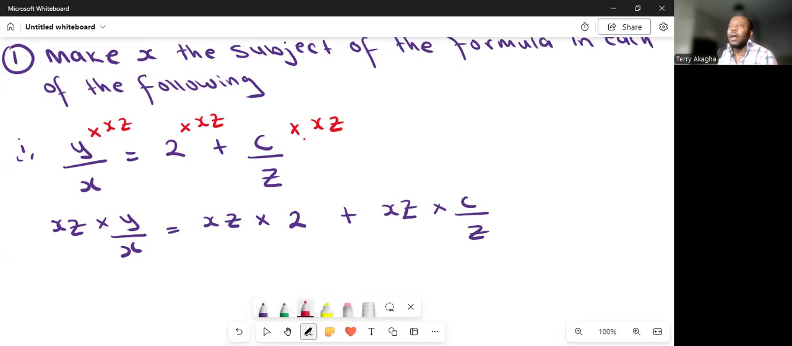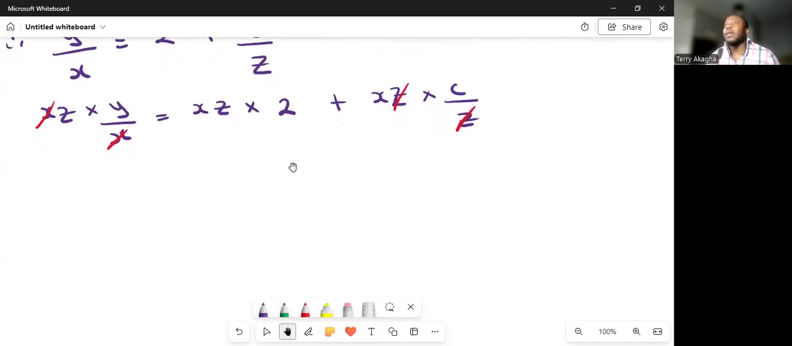So what's going to happen? This X will cancel this X here, and this Z is going to cancel this Z here. So what you then have at the end of the day is YZ will be equal to 2XZ plus CX.